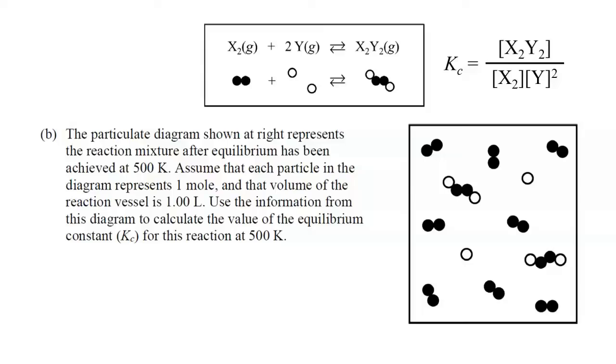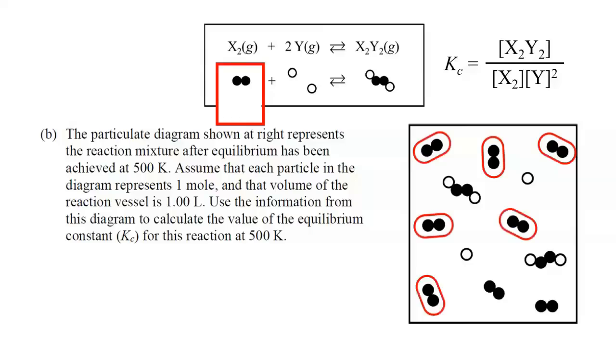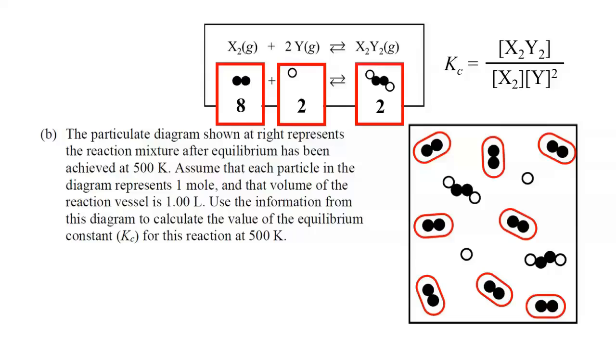Since each particle represents 1 mole and the volume of the container is 1 liter, each particle represents 1 mole per liter. So for the X2 particles, we have 1, 2, 3, 4, 5, 6, 7, 8 particles of X2. And then I can see that there are 2 particles of Y in the diagram, and there are 2 particles of X2Y2 in the diagram.